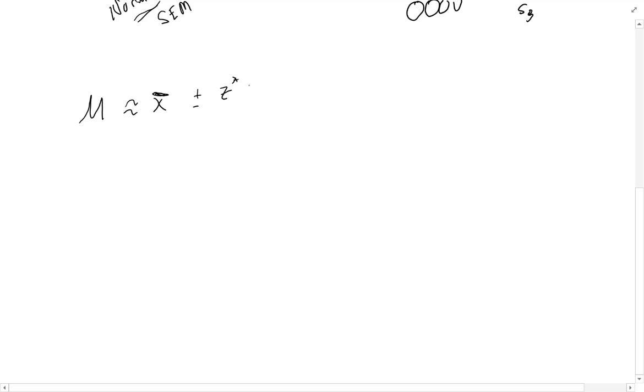So if you're doing a z procedure, it would be the mean plus or minus z star times sigma over the square root of n, to get an approximation for what the mean of the population would be. Okay, but again, a lot of times if we don't know sigma, probably the best thing to do is to use s as an estimate.